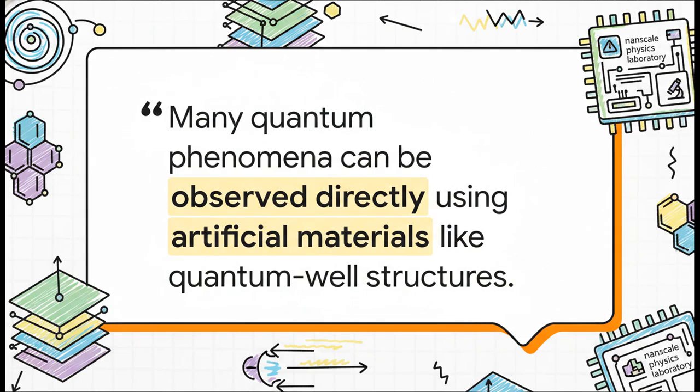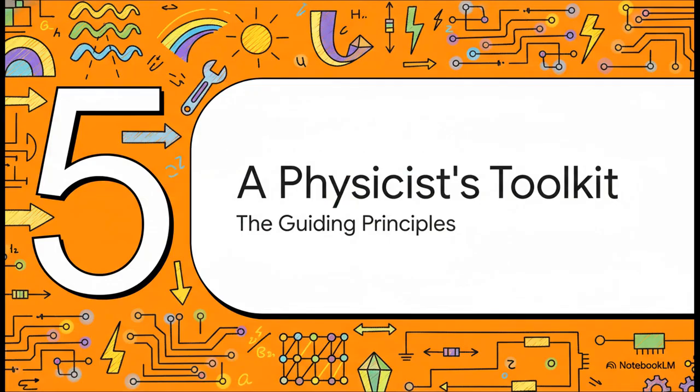As S.L. Chuang, the author of our source text here, puts it, we've basically created artificial materials where we can directly see and control quantum effects. It's not just theory anymore. It's like we've built a tiny, custom physics lab right inside the chip itself, just to get the perfect performance we need. So, what does it actually take to design one of these incredible devices?